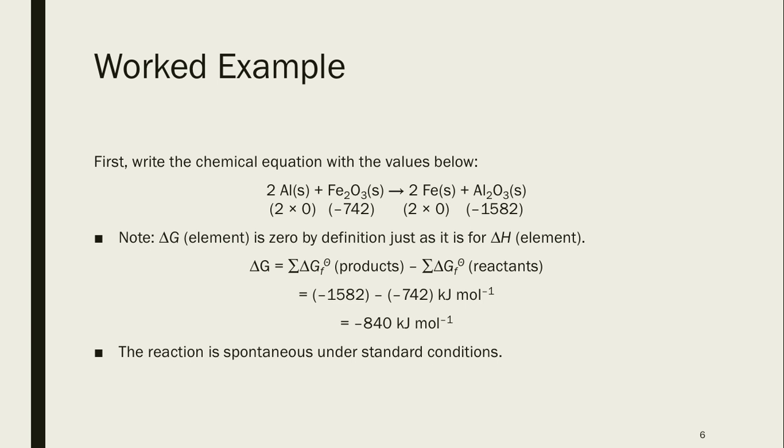So first we're going to write down our chemical equation with the values that we are given. They need to be included with the coefficients if there are any. And we would do sum of the products minus sum of the reactants. And we will see that delta G equals negative 840 kilojoules per mole. And because it is negative, this reaction is spontaneous under standard conditions.